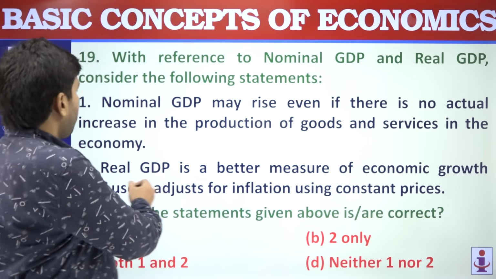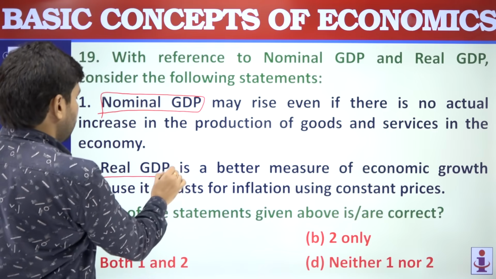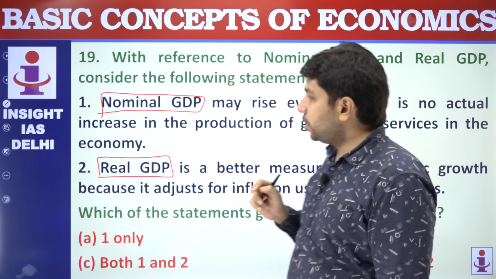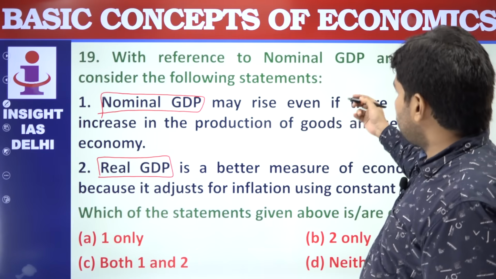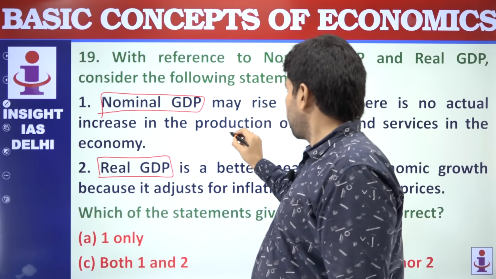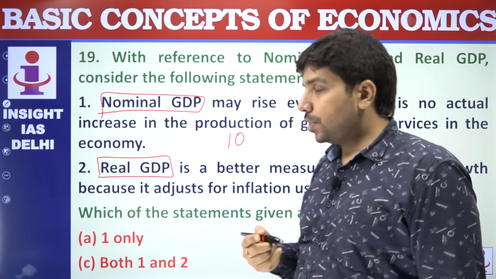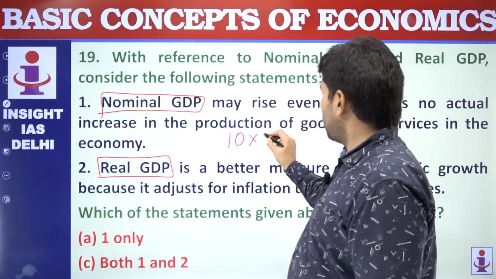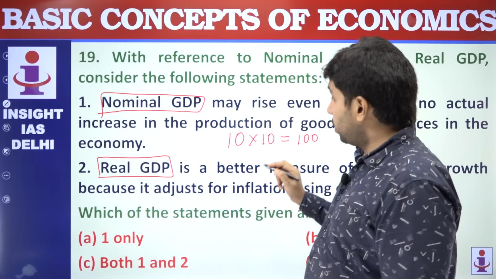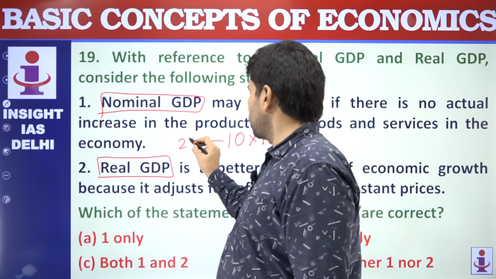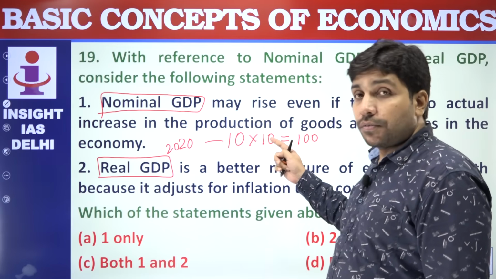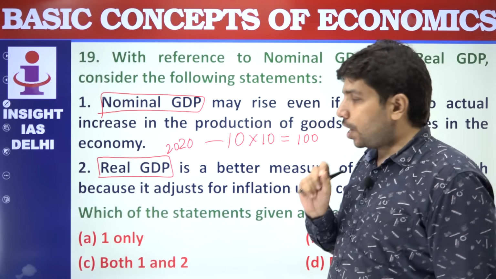Nominal GDP and real GDP. What is nominal GDP and what is real GDP? Understand, these two are very good concepts. Let's understand it. Suppose today India is producing 10 kg of rice at a price of 10 rupees per kg. So the overall value is rupees 100. This is in terms of, say for example, 2020. In 2020, India produced 10 kg of rice at the rate of 10 rupees per kg. So the total output was rupees 100.